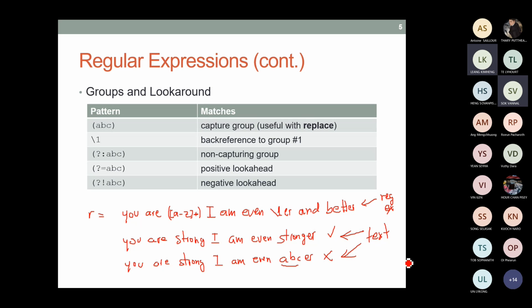Teacher, is it possible that we use a back reference to a group before, like we have group one, like "you are \1 I am \1"? We cannot. We have to have the group first in order to have the number so that we can back reference to it.